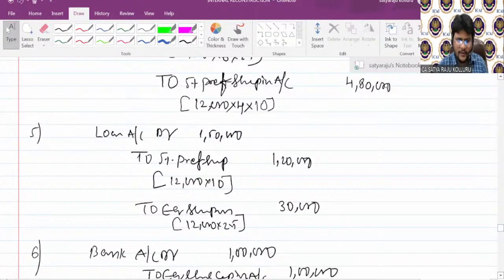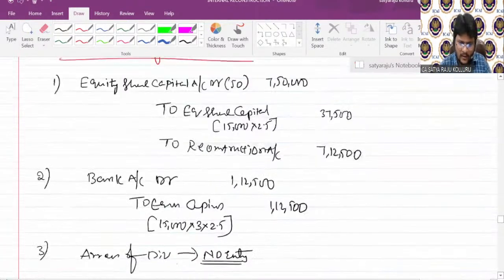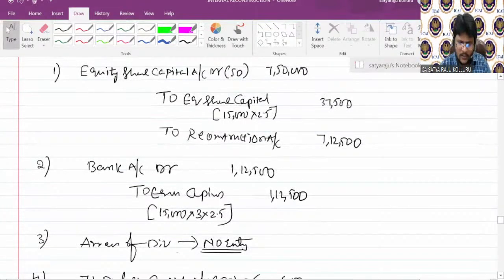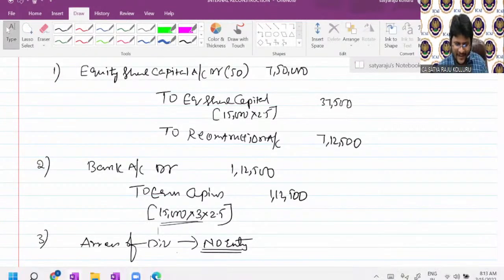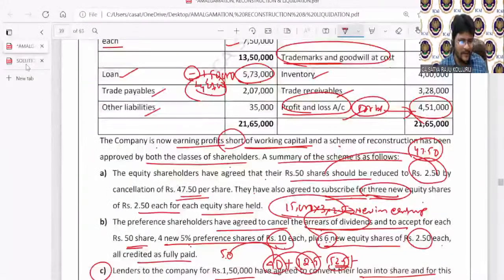A person is telling 45,000 shares. Yes, it's 45,000 shares only. I also made the same thing, right? 15,000 into 3 is nothing but 45,000. What I'm asking, is it correct or wrong? Or let me cross check the answer with the printed solution here. Okay. You are not giving a reply.